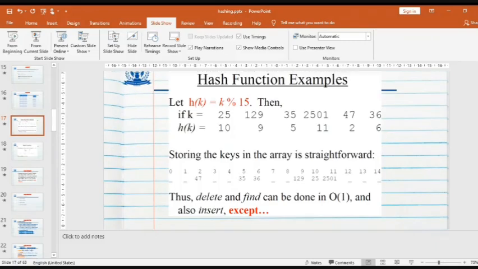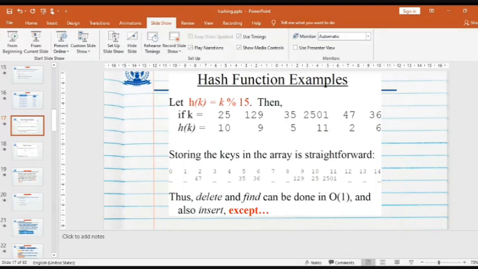Another example: let h(k) equal k modulo 15. The keys are 25, 129, 35, 2501, 47 and 36. So what is h(k)? The hash function is given as k modulo 15. The first key is 25. 25 modulo 15, what is the remainder? Tell me. What is the value? 10. So h(k) is 10.